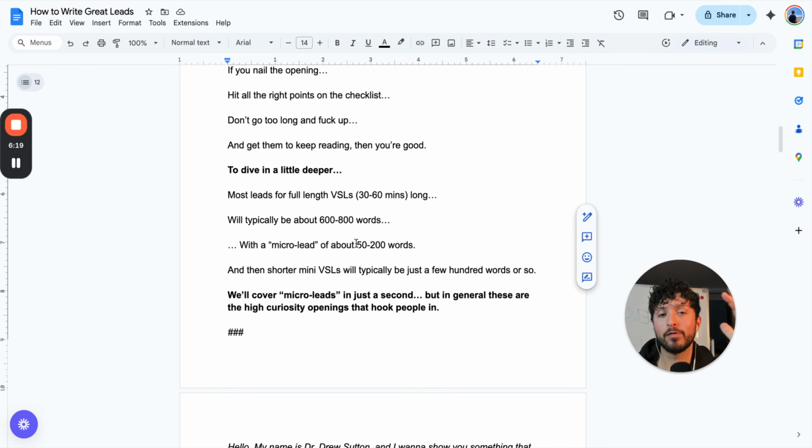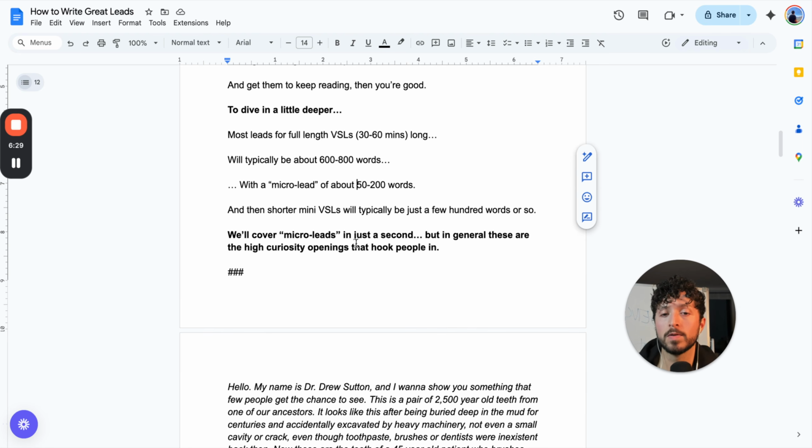Okay, so it's fractal in nature, by which I mean, if it's longer, just expand things longer. And if you're doing a shorter version, a 3 to 4 minute VSL or a 10-minute VSL or a 20-minute VSL, then you can just sort of collapse these ratios themselves.